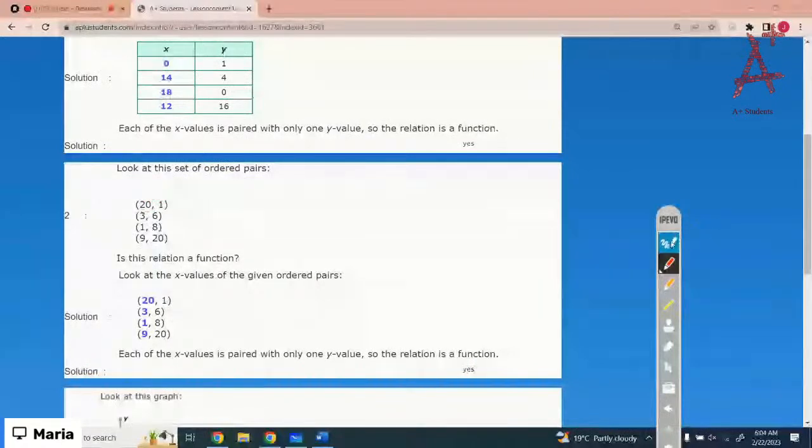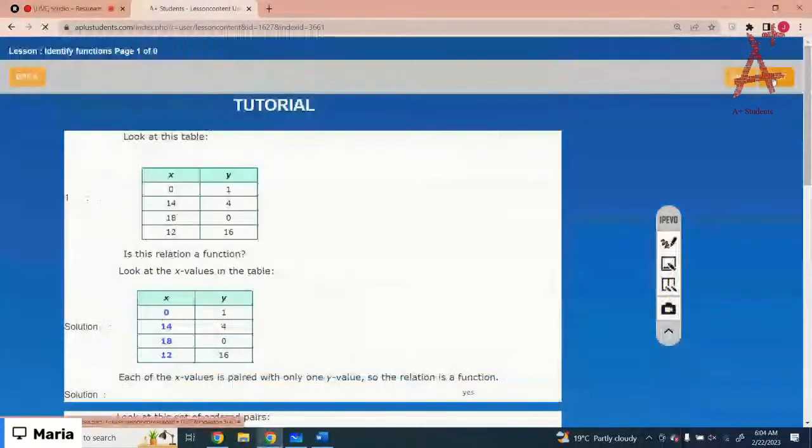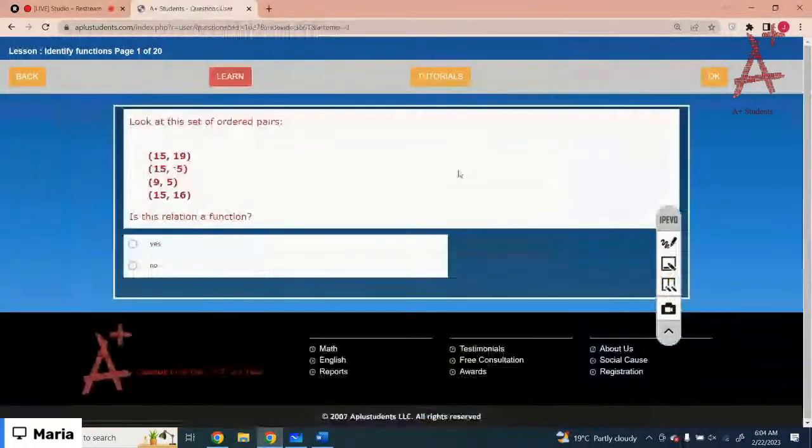Let's start with the practice questions. Look at this set of ordered pairs. Is this relation a function? So which is the correct option? This is not a function. Why? The answer is no. Just look at this value. For the same x value, you have two different values of y.